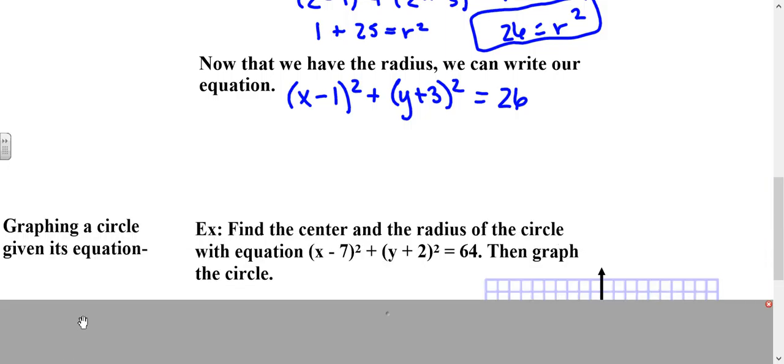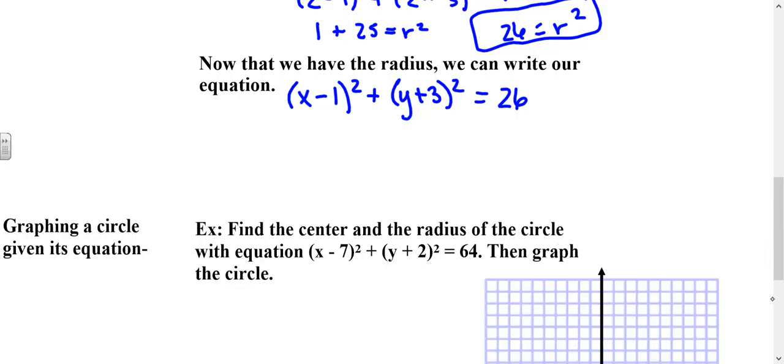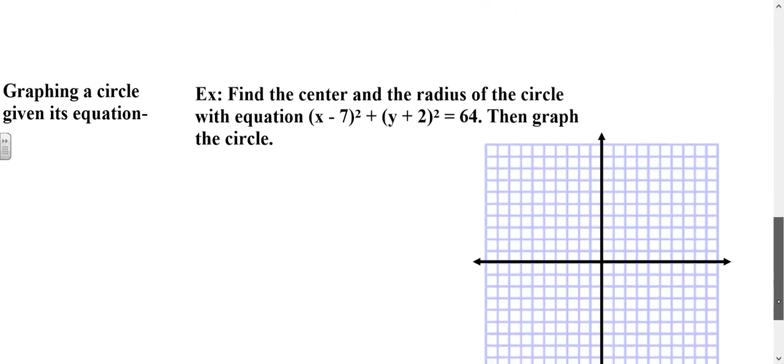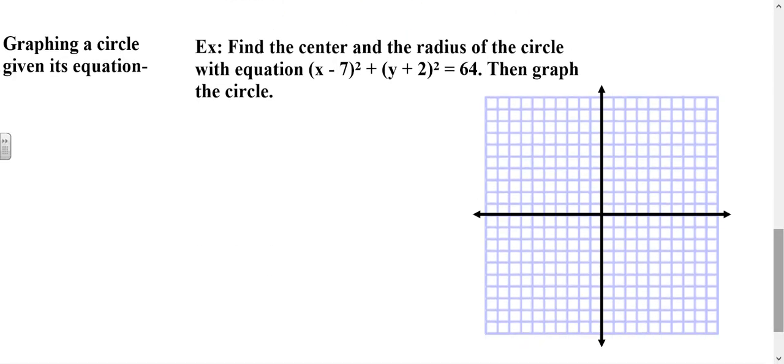All right, now we're going to practice graphing circles given the equation. So it says, find the center and the radius of the circle with the equation, and they give us the equation, and then graph the circle. So here's the equation of my circle. So remember, the equation is x minus h squared plus y minus k squared equals r squared.